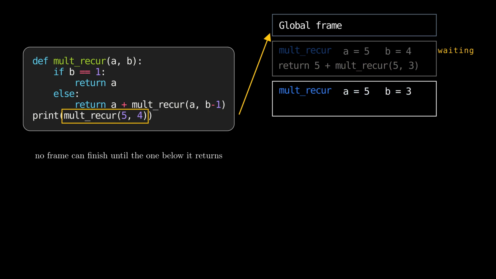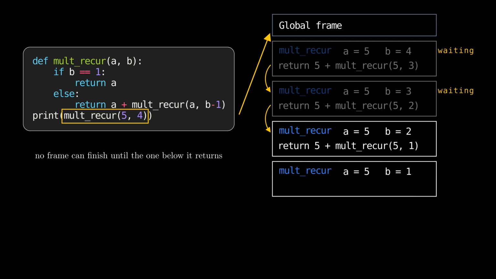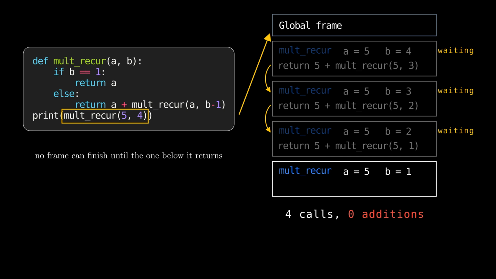It is waiting on a result that does not exist yet. In the new frame, A is 5 and B is 3. B is not 1. So again, return 5 plus multRecur of 5 and 2. Another call, another frame, another caller left hanging. Now 3 calls are in the works, each waiting on the next. The frame with B equals 2 does the same thing and asks for 5 plus multRecur of 5 and 1. We are 4 calls deep, and notice, no visible work has happened, no addition has been performed. Every frame is stuck at 5 plus something, kicking the can down the road.